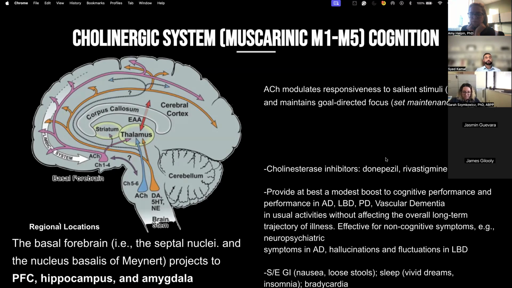And so acetylcholine is very important in responsiveness to cellular stimuli. So in set shifting, maintaining goal-directed focus. So you can see a boost in cognitive scoring when you bring a patient back, especially in the first few months.